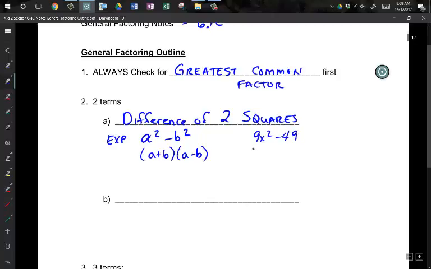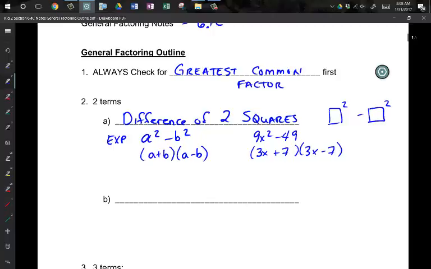What perfect square is 9? What times what? 3x, right? So 3x plus 7, 3x minus 7. But this is always going to have a pattern of something squared minus something else squared. So that's the difference of 2 squares. You're going to see them some of the time. When you do, you grab them and you go from there.